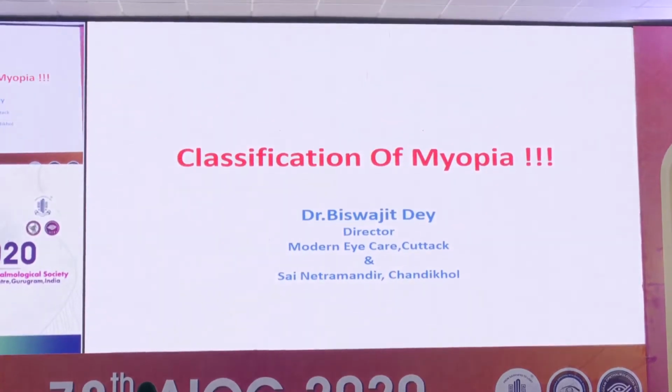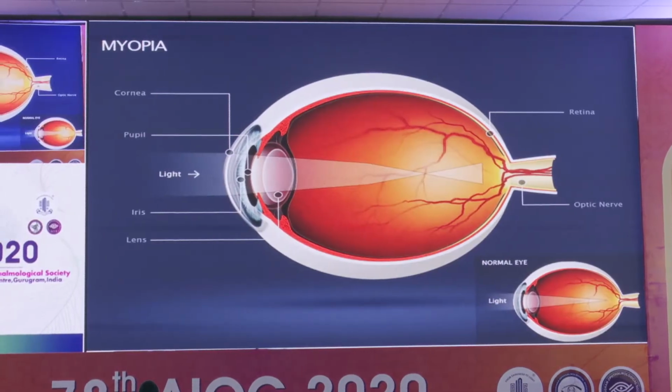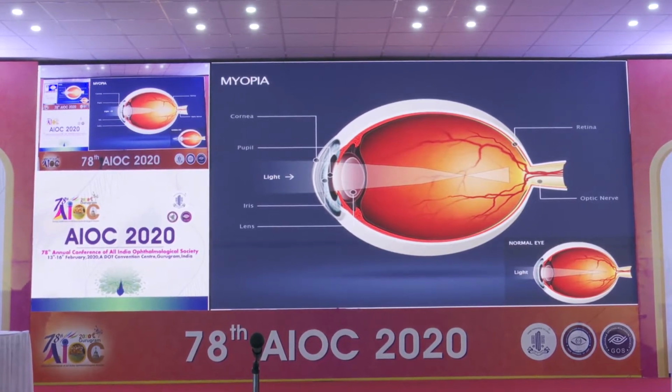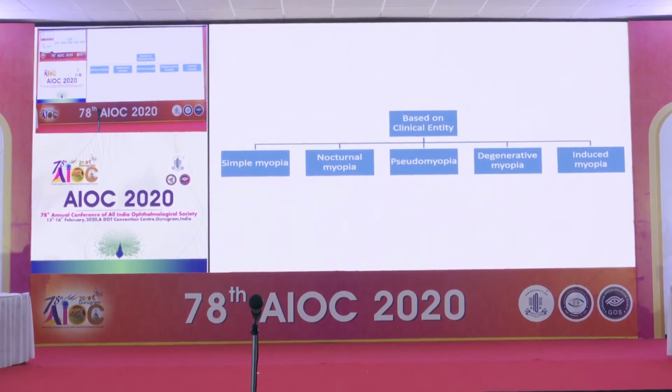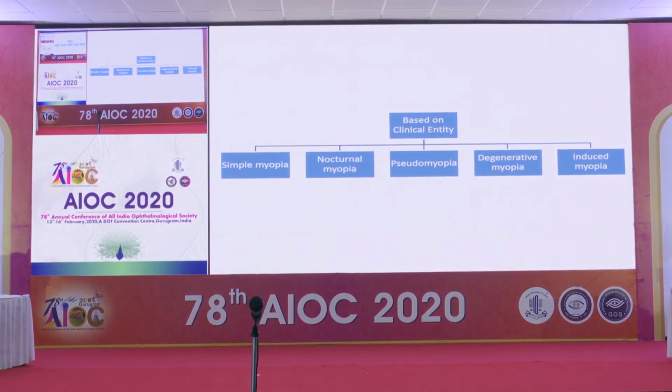Classifications available. So I'll go to the classification which is pertinent to the clinical scenarios. So myopia, as we know, is when the image is formed in front of the retina instead of at the fovea. Based on clinical entity, there are simple myopia, nocturnal myopia, pseudomyopia, degenerative myopia, and induced myopia.